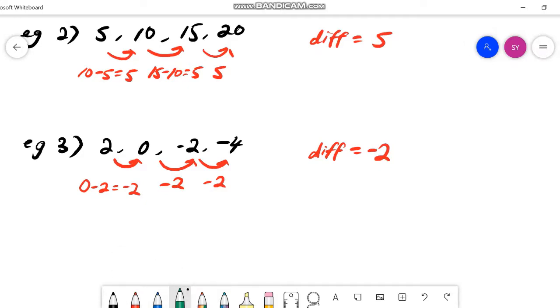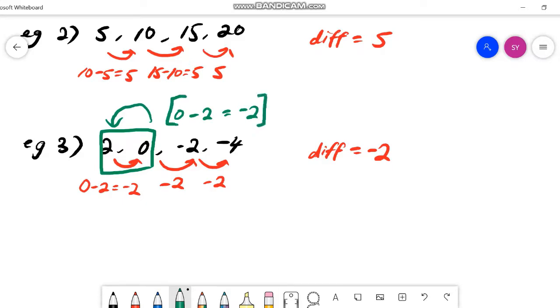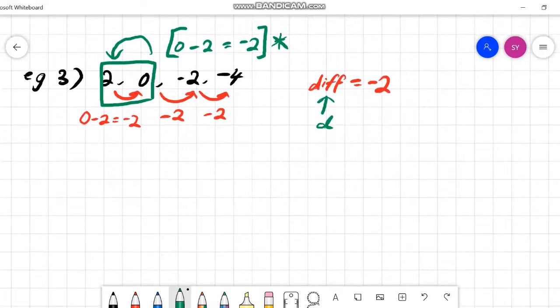Remember that when you're finding the difference, you are using the numbers from the back to minus the front. So you're doing like this. It is very important from the back to the front. We use D to represent difference.